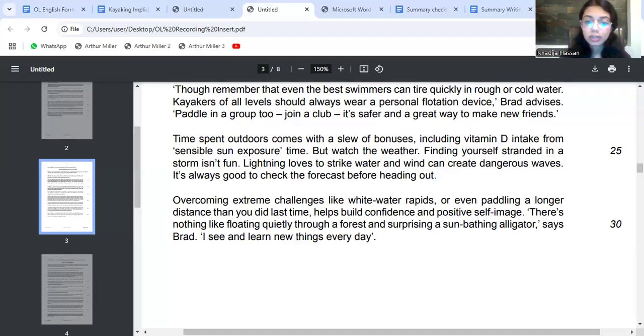Overcoming extreme challenges like whitewater rapids or even paddling a longer distance than you did last time helps build confidence and positive self image. There's nothing like floating quietly through a forest and surprising a sunbathing alligator, says Brad. I see and learn new things every day.